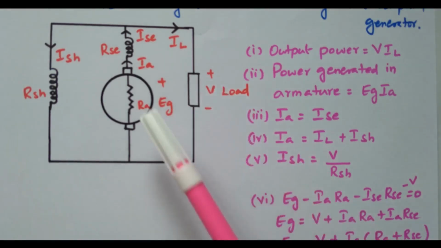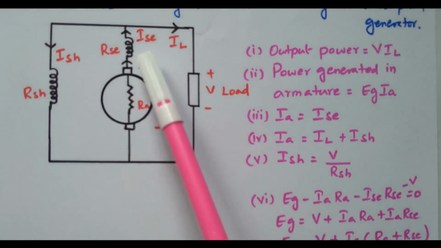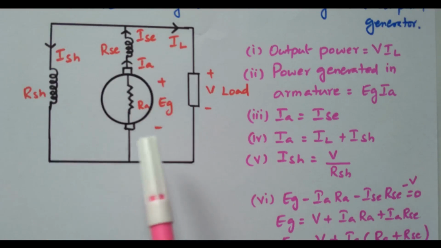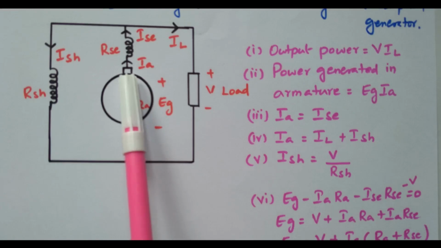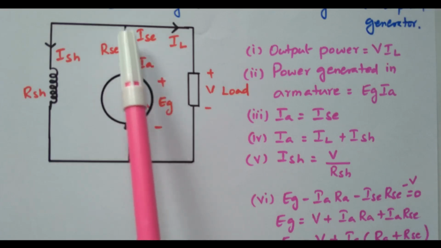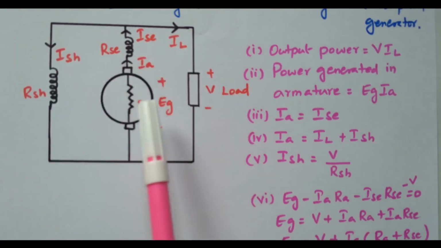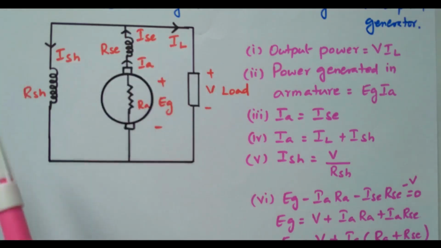What are the drops available? This RA, armature resistance, armature resistive drop. Then the series field is available, and the shunt field also available, right? So what about the current? Here IA, the current coming out of the armature winding is IA, while flowing through the series circuit is ISC. So both are equal, IA and ISC are equal. Armature current as well as series field current are equal. So at this point it is split into load current and shunt field current, ISH and IL, right? So IA equal to ISC, that is equal to the sum of IL plus ISH, right?